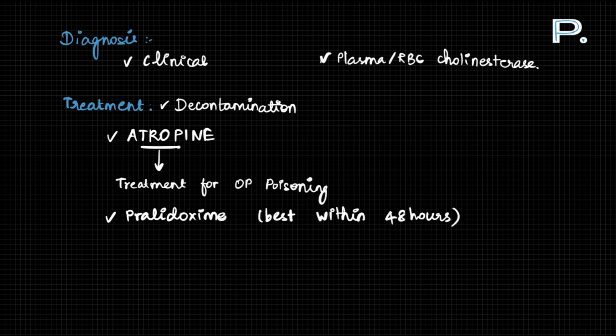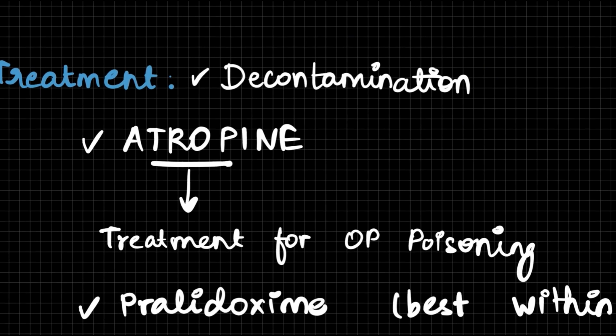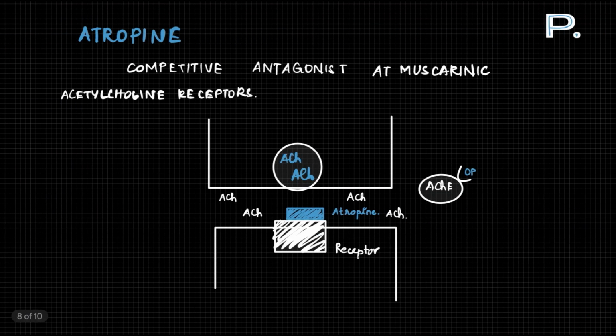What is the treatment? You can decontaminate the patient, and the classic treatment for OP poisoning is atropine. And how do you remember that? When you spell atropine, you can see that TROP could be remembered as treatment for OP poisoning, which makes life much easier. And you can also give pralidoxime. What you have to remember about pralidoxime is that it is best given within 48 hours, and I'll be explaining how it works. Now let's proceed.